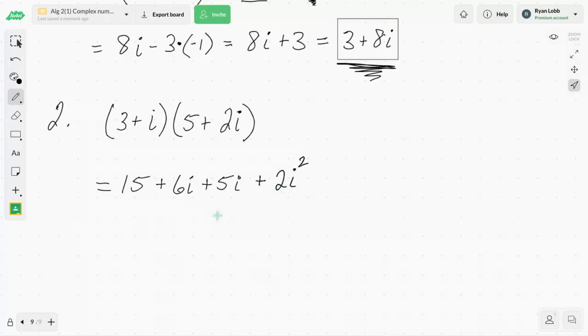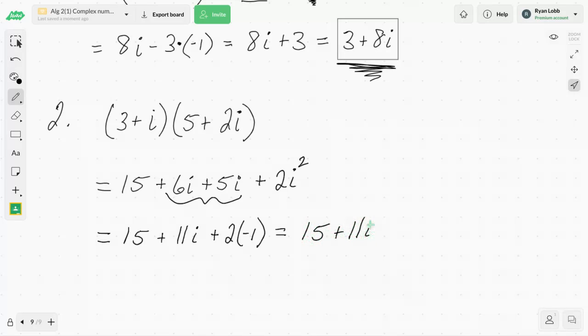Now we start to simplify here. We're going to have 15. Positive 6i plus 5i is plus 11i. And here we go again, i squared. What is i squared? It's a negative 1. So that's plus 2 times the negative 1. So then we have 15 plus 11i. Now 2 times negative 1 is minus 2.